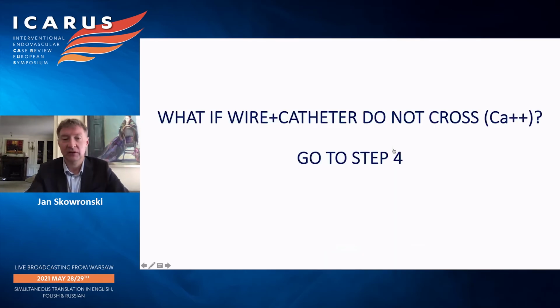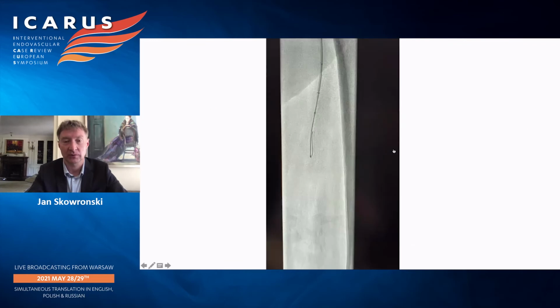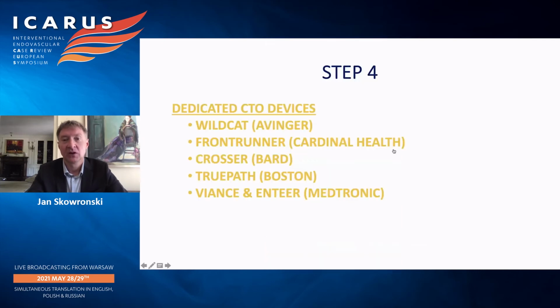What if you have a lot of calcium and your wire and catheter simply don't cross the chronic total occlusion? Well, then you go to step 4. So this is a case, as you can see, I'm really struggling here with my own technique with the looped wire and a catheter, and it doesn't cross because of the high amount of calcium. Well, then you should master at least 1 or 2 chronic total occlusion devices.